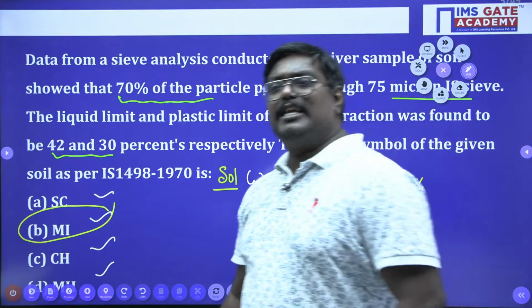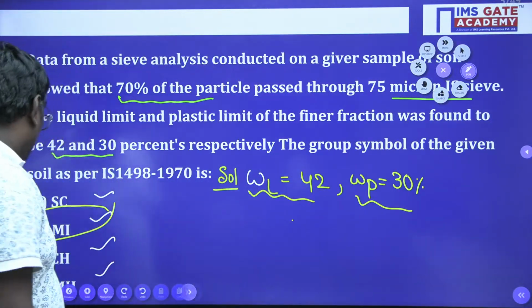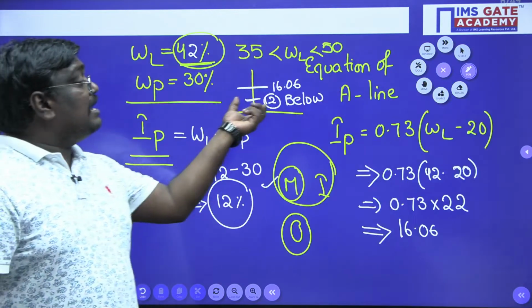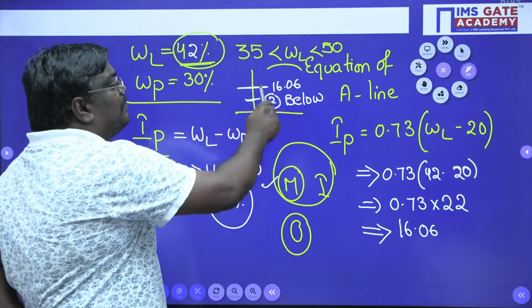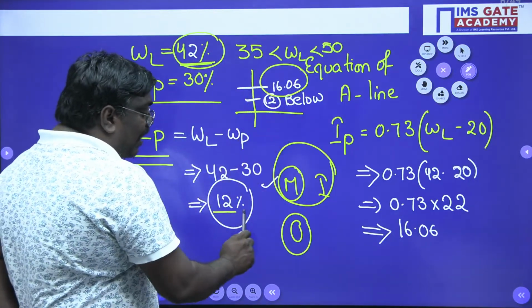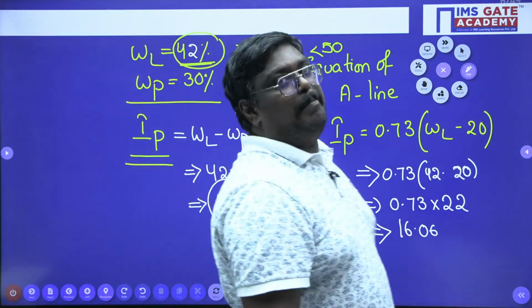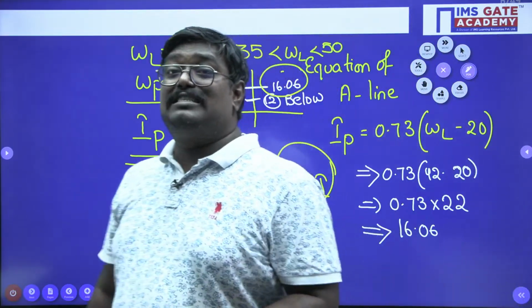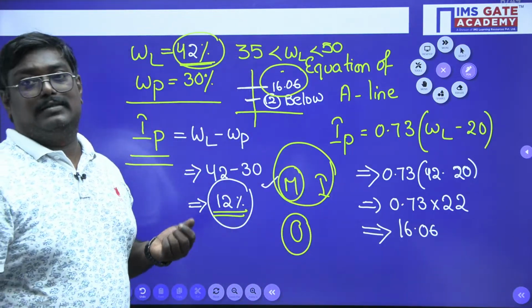Agree, Srujana? So here, my dear students, what I would like to tell you is that you should first understand the location of the A line. The A line is located at 16.06 and whatever value you got is below the A line. So the answer can be silt or organic soil, but in the options it was clearly given as silt. So MI is the correct answer.